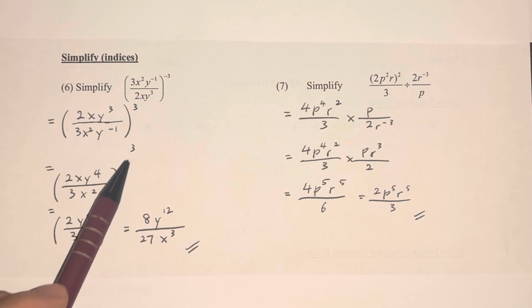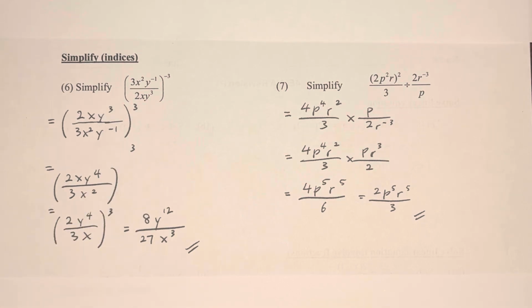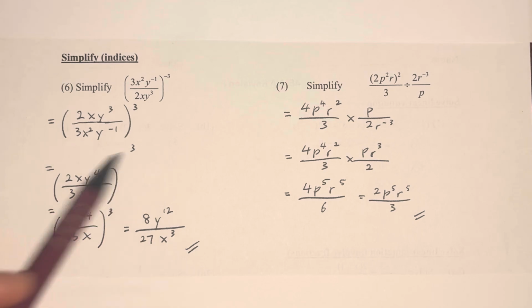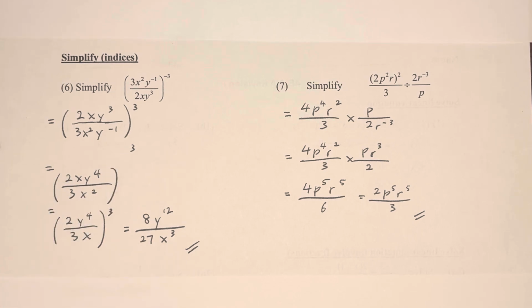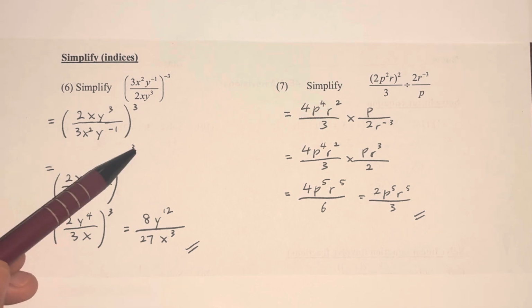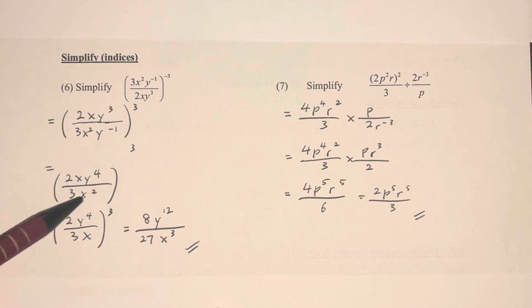I don't know why this 3 is so far away. Okay, so 3. And then what I'm going to do is apply the power 3 to every single thing. Now, the biggest mistake is that you don't realize how many things are in the bracket. In the bracket, there are 1, 2, 3, 4, 5. So the number is one thing too. So the 3 must apply to 1, 2, 3, 4, 5 things.